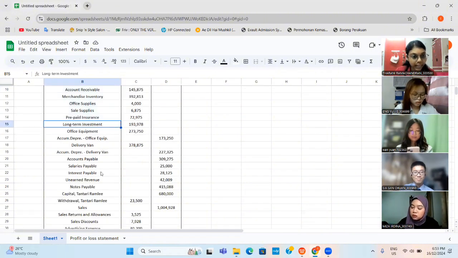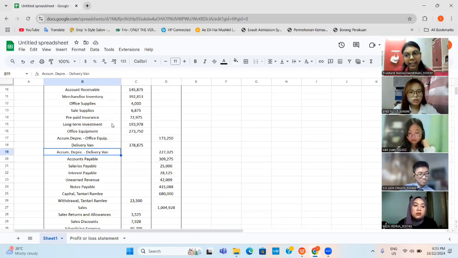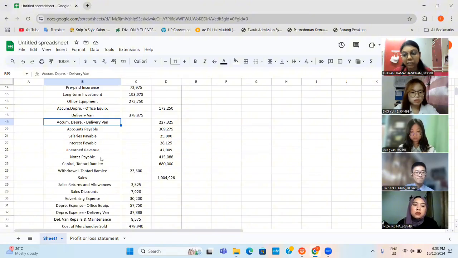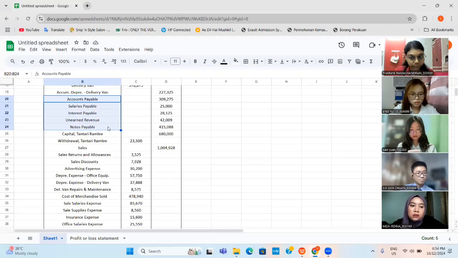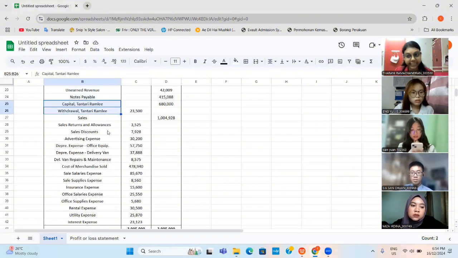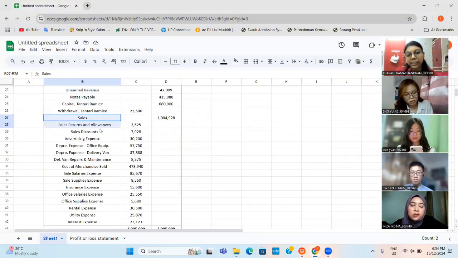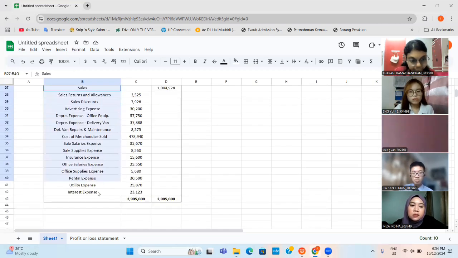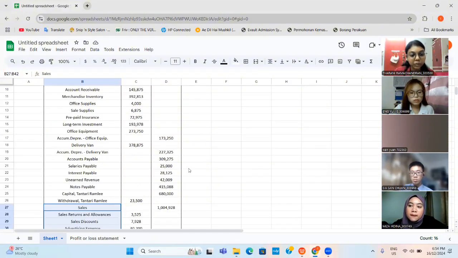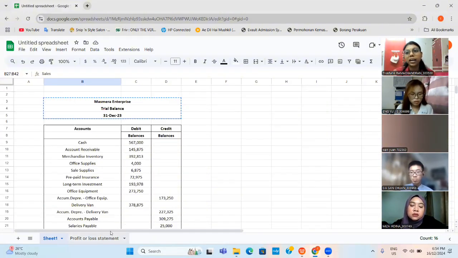All of this will be under current asset, and long-term investment. Accumulated depreciation and delivery van will be under the plant, property, and equipment account under the financial position statement also. Account payable until the notes payable will be under current liability, which is also under the financial position statement. Capital and withdrawal will be under the owner equity statement. Sales return, sales discount, all the way until the interest expense will be used in the profit or loss statement to generate the income. And the rubric says we have to connect the three statements, like we have to link to the unadjusted trial balance.